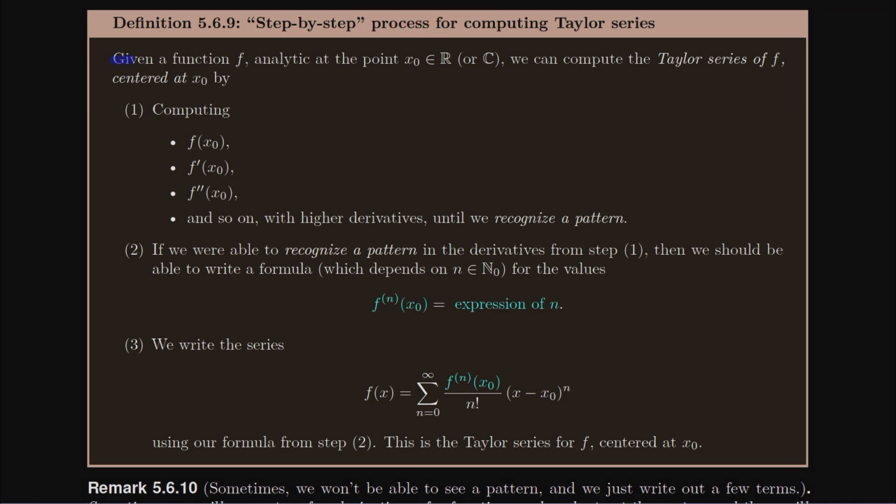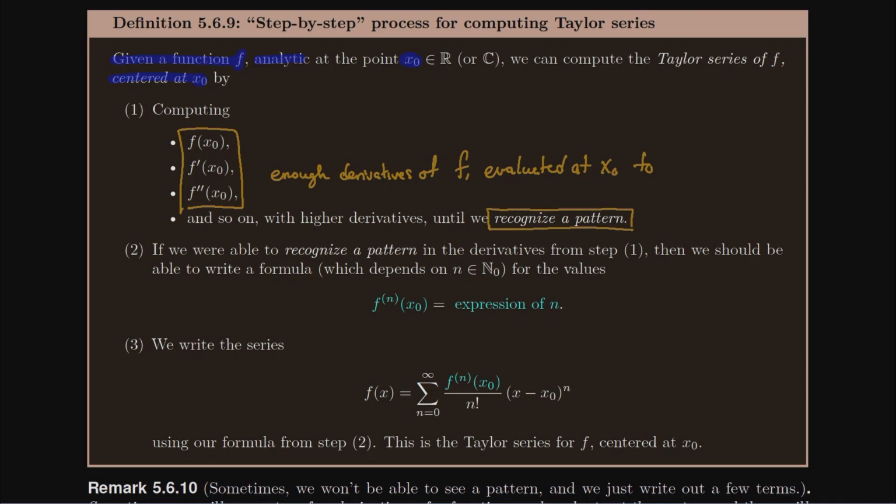What we're going to do is start with a function f that we're just going to assume is analytic for this class. Nobody's ever going to force you to test whether or not it's analytic, but you assume you can actually evaluate the function at this special point x0. You can compute the Taylor series centered at that point x0 by doing the following. You're going to have to compute enough derivatives of f evaluated at x0 to recognize a pattern. That's going to be the important point here.